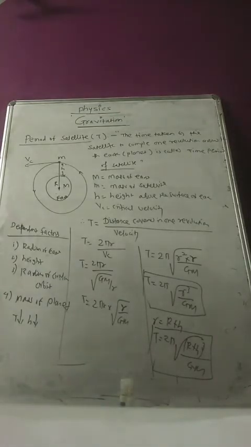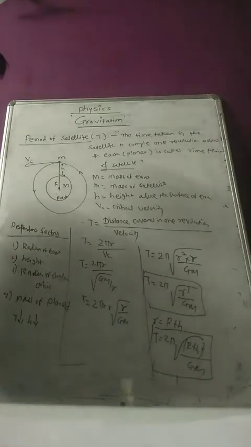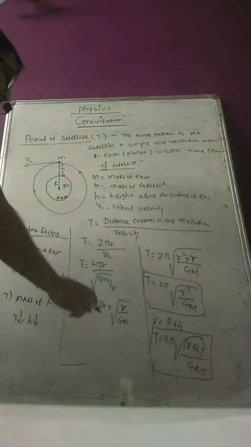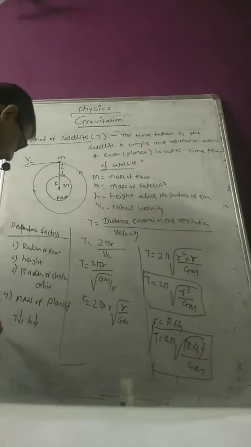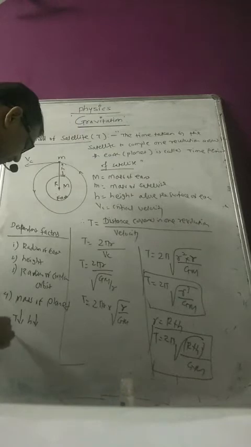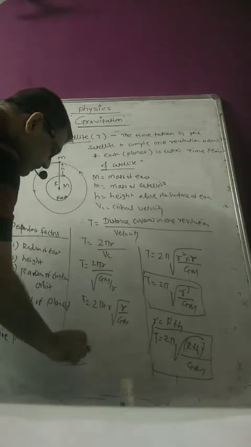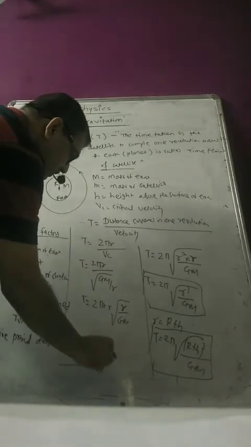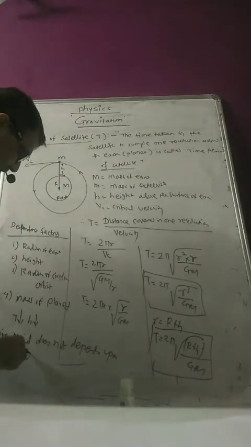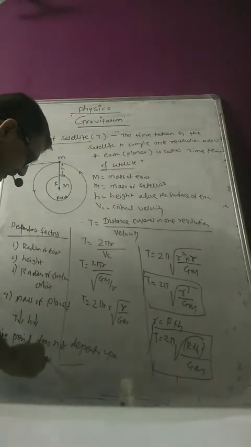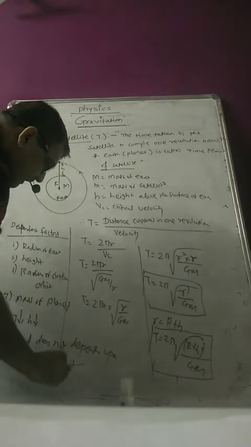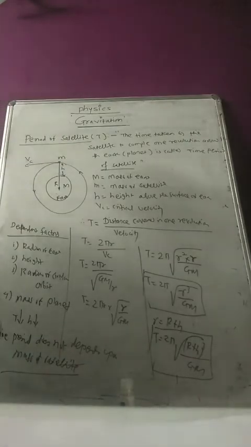Okay, again T is independent of the mass of the satellite. Okay, it means time period does not depend upon the mass of the satellite. सॅटेलाइटच्या मासवर त्याचा काहीही इफेक्ट नाही, लक्षात घ्या.